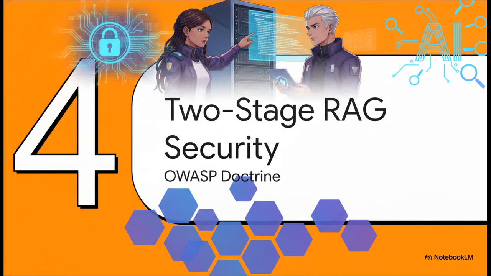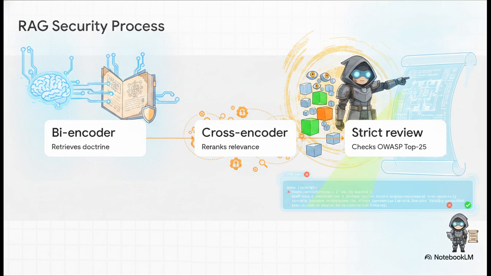All right, Section 4, two-stage RAG security. We know the Agent Council reviews the code, but how exactly do they know what's secure? Well, the reviewer agent isn't just relying on generic, out-of-the-box AI training. It uses a strict two-stage retrieval augmented generation, or RAG process, to protect the code.